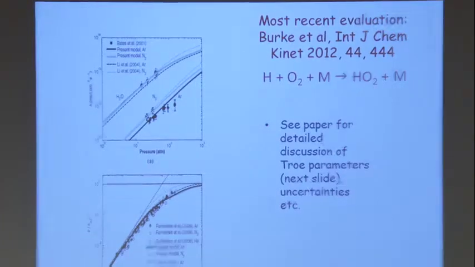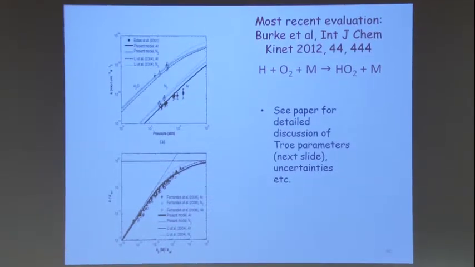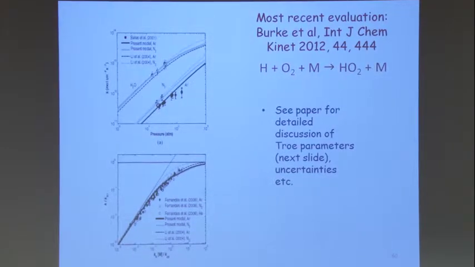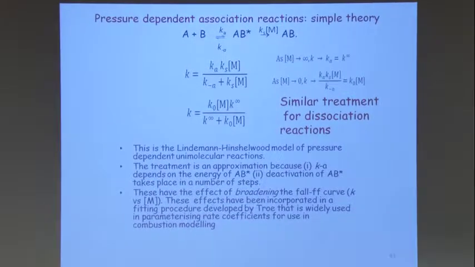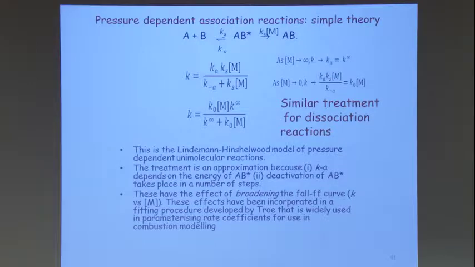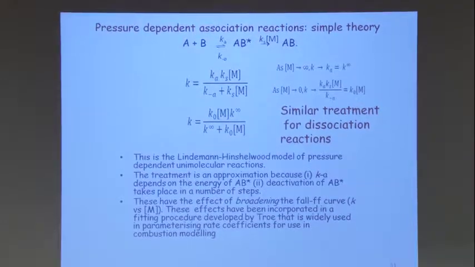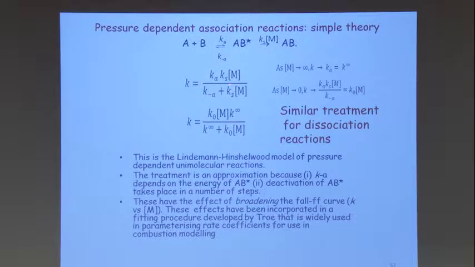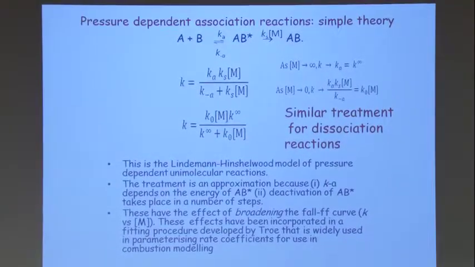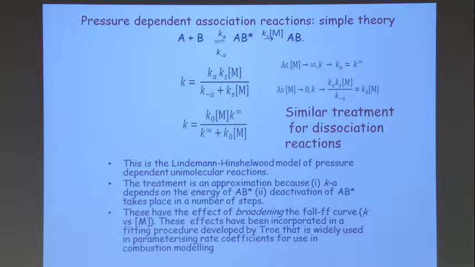All right, and so there was an evaluation done in 2012. This is a pressure-dependent reaction, so it's of this type, right? It's H plus O2 goes to HO2 excited, which collides and gets cooled down. And you'd think at the simplest theory, if you did a steady state analysis on AB star, the excited species, you would get this formula for what the effective rate should be. That makes sense. The reverse reaction comes in. And you could rewrite it this way.